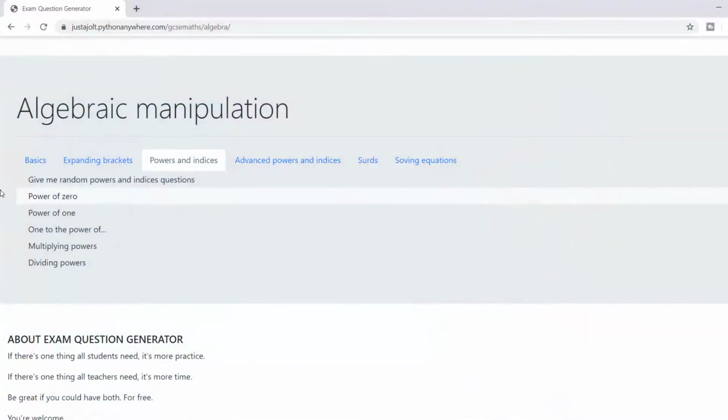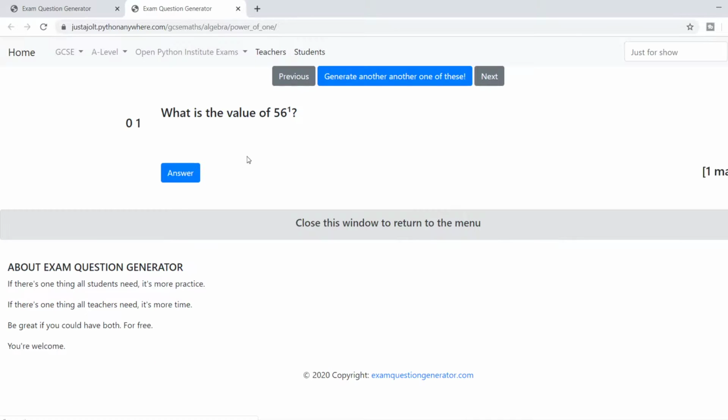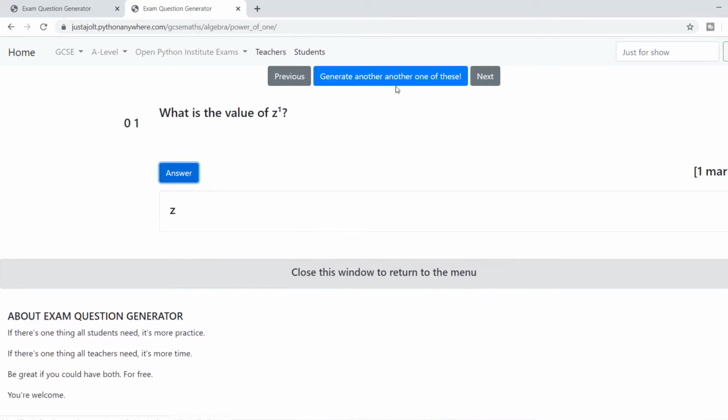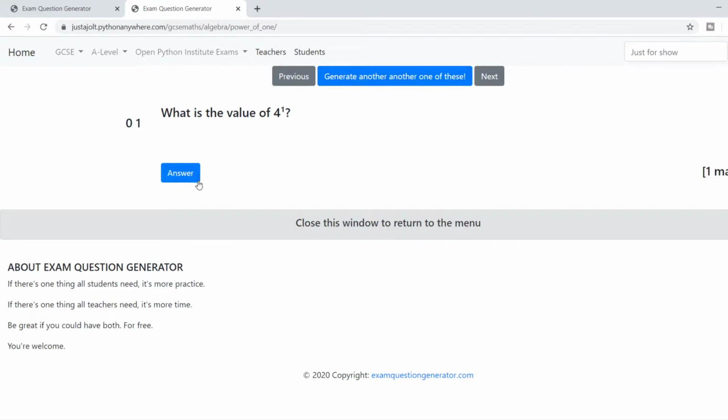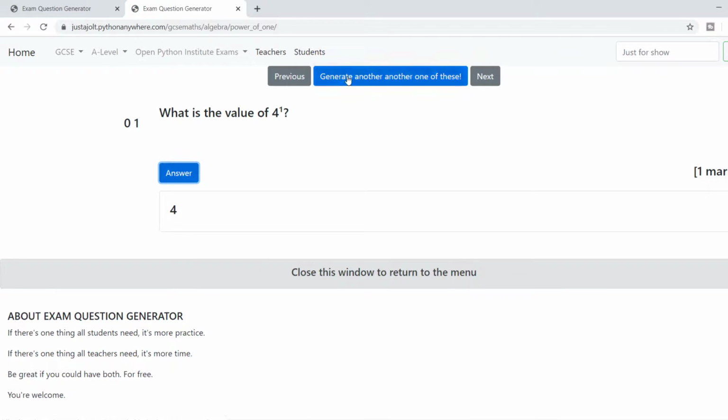So let's go back to my website quickly and let's have a look at what happens if you have something to the power of 1. 56 to the power of 1 is 56. Let's have z to the power of 1, which is just going to be z. So any number to the power of 1 is just going to be whatever that number is. 11 to the power of 1 is just 11. 4 to the power of 1 is 4. J to the power of 1 is j. So you get the idea.